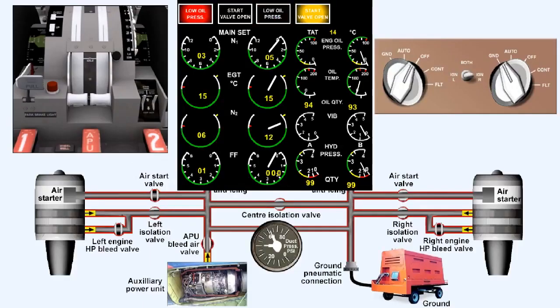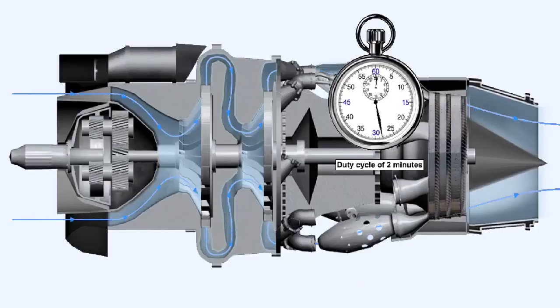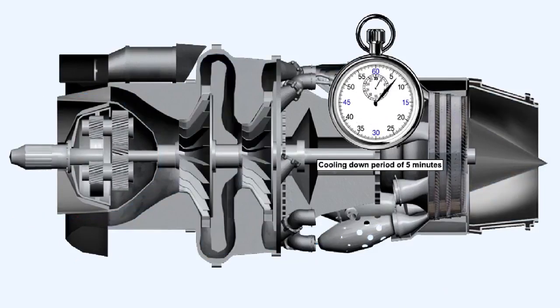To achieve a blowout cycle, the starter motor is activated without the selection of either fuel or the ignition system. When it's used for a blowout cycle, a typical air turbine starter motor has a duty cycle of 2 minutes on, followed by a 5-minute cooling down period. Always check the manual to determine the exact duty cycle of the starter motor that your engine has fitted.